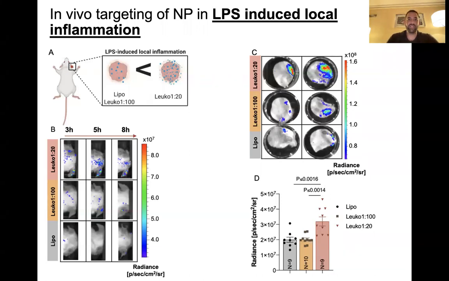Finally, an in vivo imaging system was also used to assess the enhanced leukosome targeting using 2 different in vivo models. The first one is a lipopolysaccharide-induced local inflammation in the right ear of the mice. As you can see in front of you, the 1 to 20 group, the one with the higher protein content, targets the ear better than the other groups.